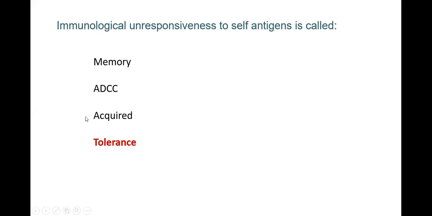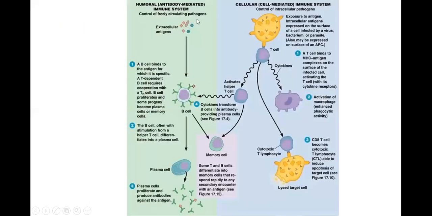It's a memory, it's okay, but tolerance is the one that's wrong. Responsiveness to self antigens is called tolerance, and responsiveness to foreign antigens is called intolerance. Today we will see one more term: if responsiveness to self antigens may happen, what is it called? It's nothing but allergy.